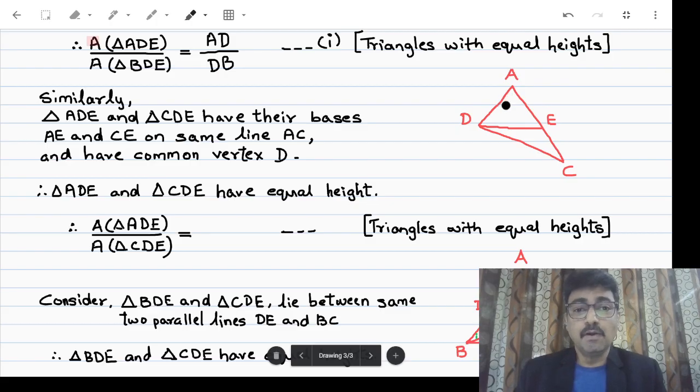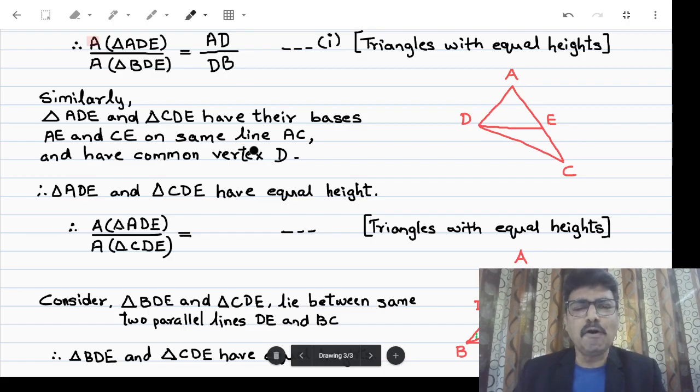Again, in this part, we will consider the upper triangle ADE, and what is the lower triangle? CDE. ADE, CDE, do they have a common vertex D? Yes, common vertex D. Also, they have bases AE and EC on the same line AC. So triangles ADE and CDE have their bases AE and EC on the same line AC and have a common vertex D.